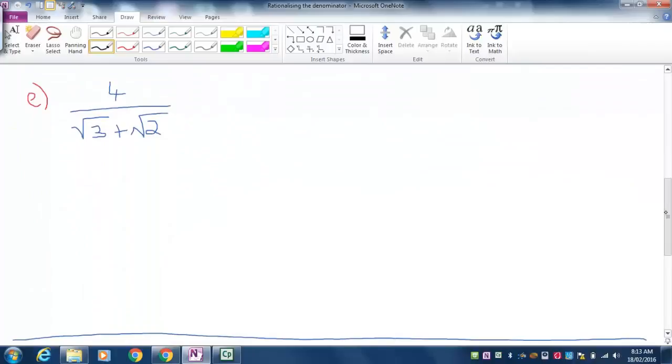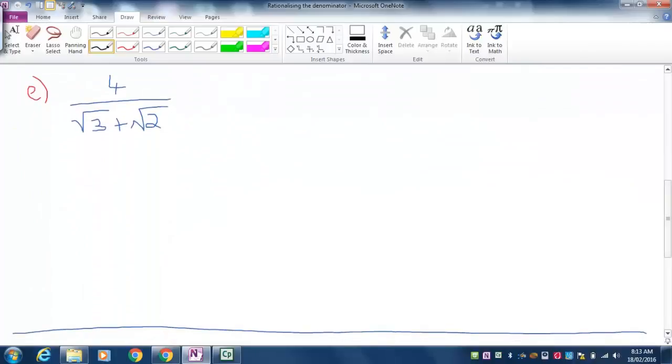Now in 1 part E, this is where we really need to know about our difference of two squares rules. So if you have a binomial on the bottom, so two irrational expressions adding or subtracting, we take what we call the conjugate and we multiply by the conjugate over the conjugate. So the conjugate of root 3 plus root 2 is root 3 minus root 2. All we do is we take the opposite sign in the middle.